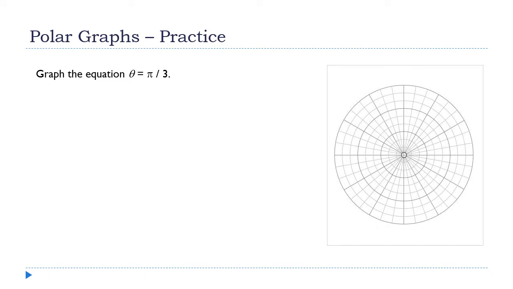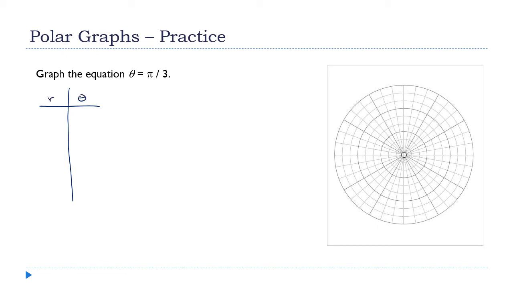Okay, so how about this one? Theta equals pi over 3. Well, I'm going to do this using a table again, but this time, why don't you take a second, see what you come up with, plotting some points. Okay, so this time I'm going to go the other way because I have a very simple formula, but a formula for theta. So I'm going to pick values of r and get values of theta.